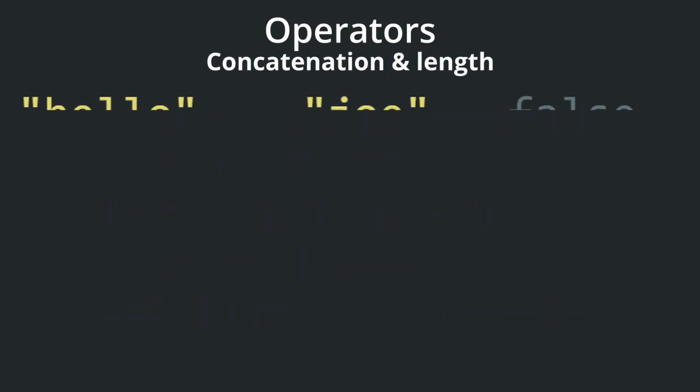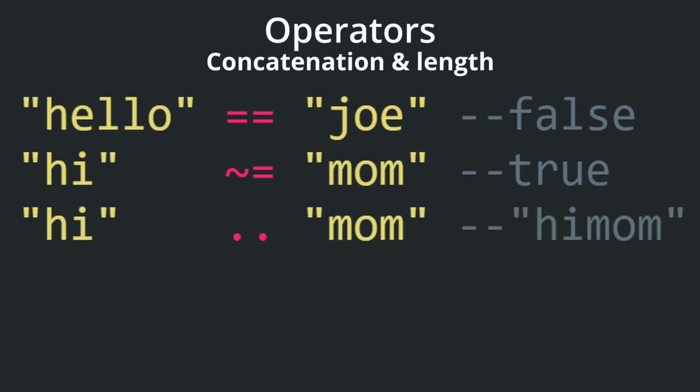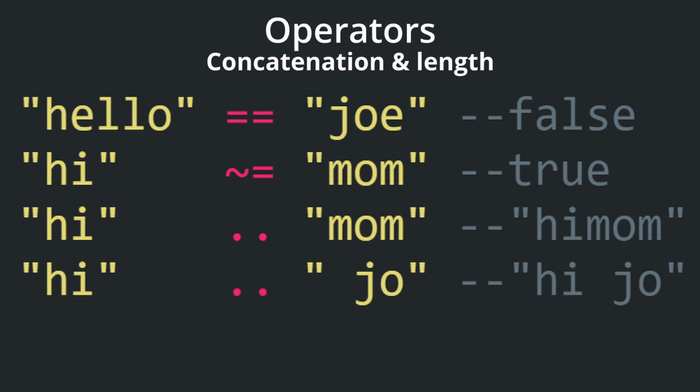We can compare strings using equal to and not equal to. We can put 2 strings together not by conventional adding, but rather by concatenating, which is a fancy word for combine. We use .. to concatenate in Lua. We can also concatenate strings to a number.